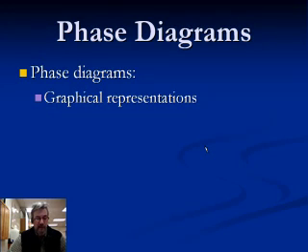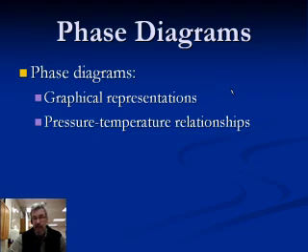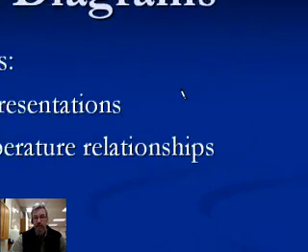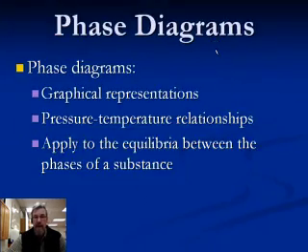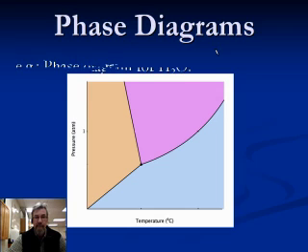We have this useful device that's been invented called a phase diagram. A phase diagram is a graphical representation. So in other words, you have a set of axes that are showing something. It's a representation of pressure-temperature relationships. So on this thing, you're going to have temperature on this axis, and you're going to have pressure on this axis. But what it's highlighting is the equilibria between the phases of a substance. In other words, where does it shift from solid to liquid, liquid to gas, and so on.